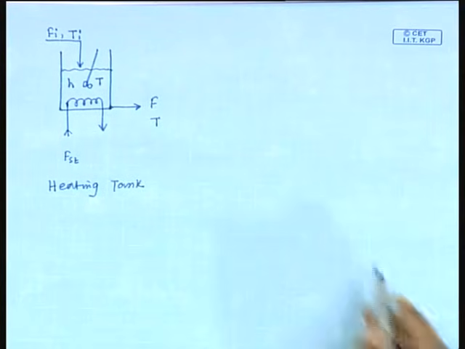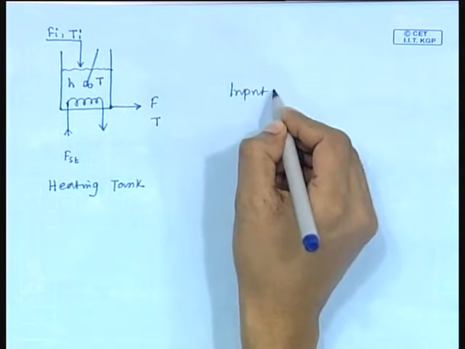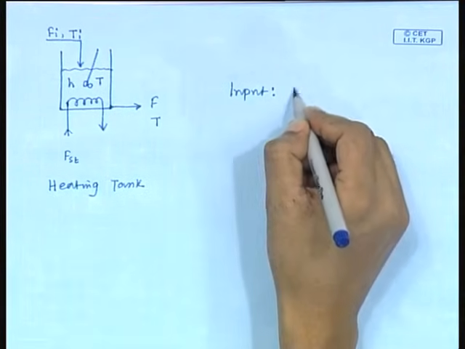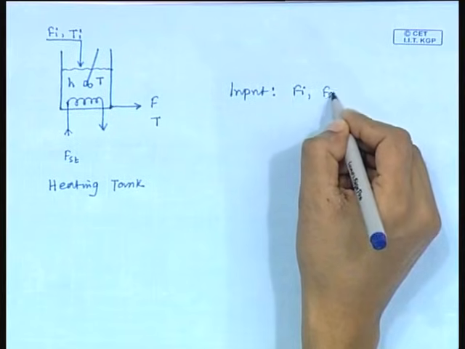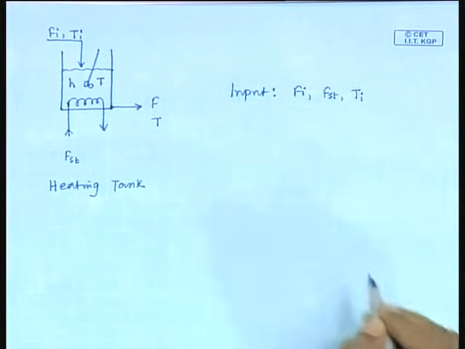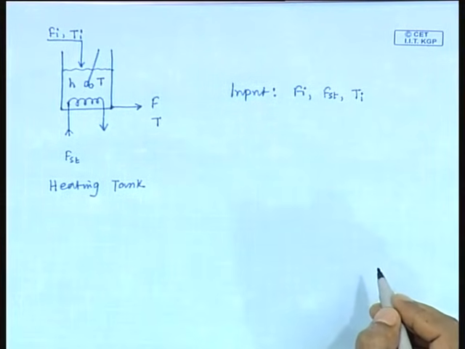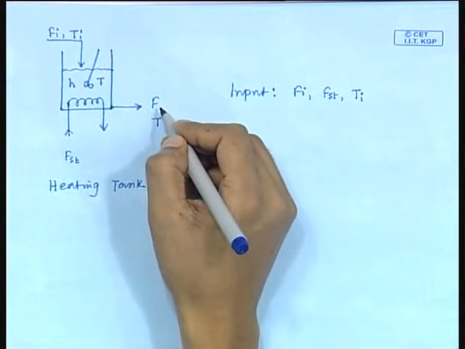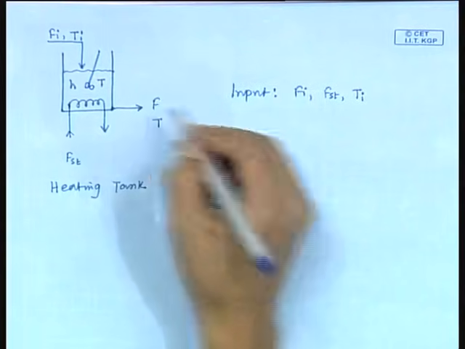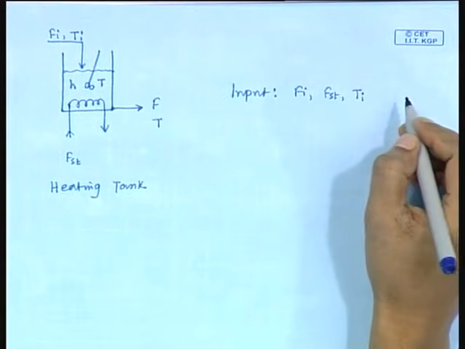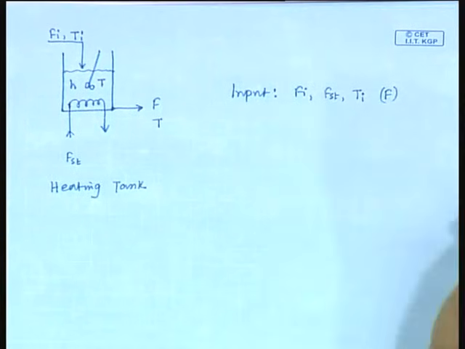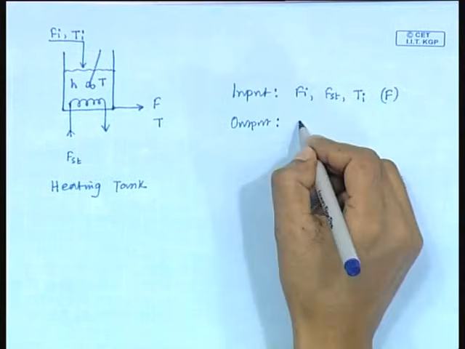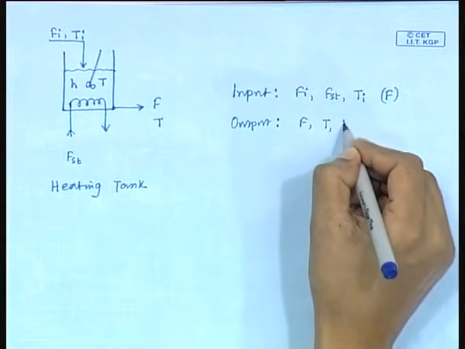Now, what are the inputs in this case? Fi, Fst, Ti, these are the inputs. And what about F? Maybe input. And what about the outputs? F, T and H.